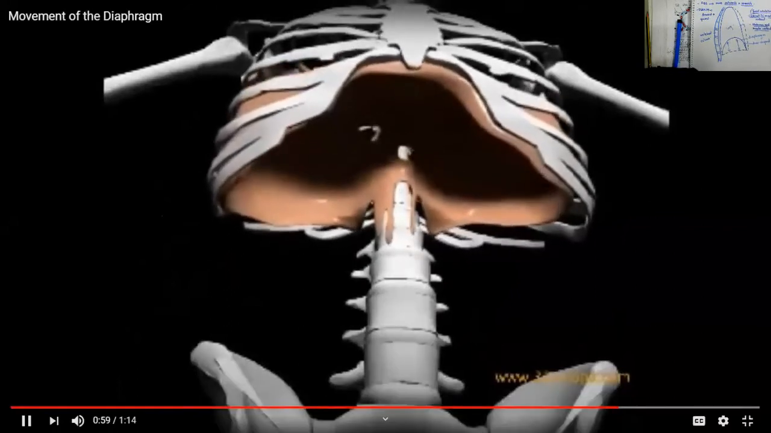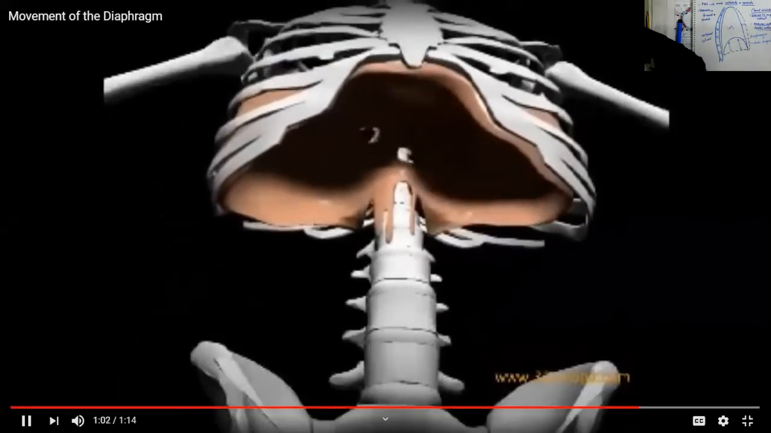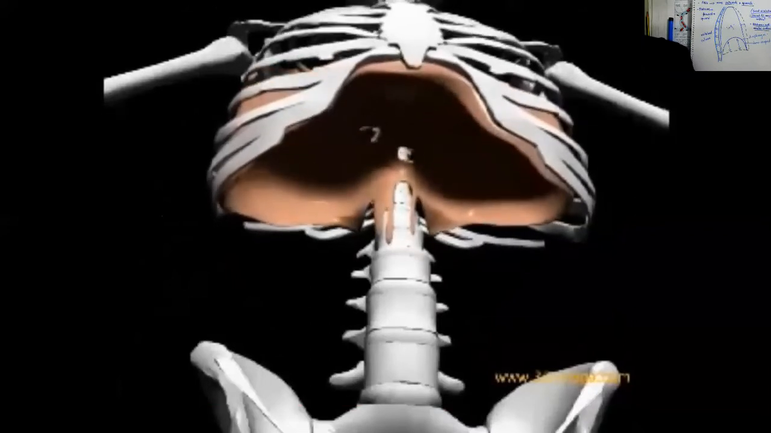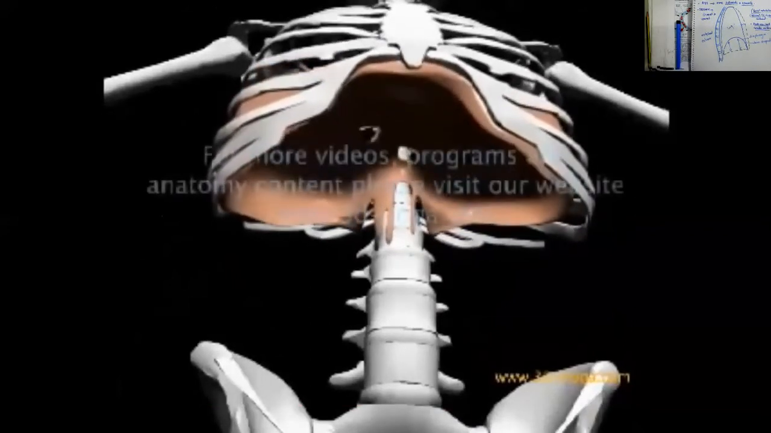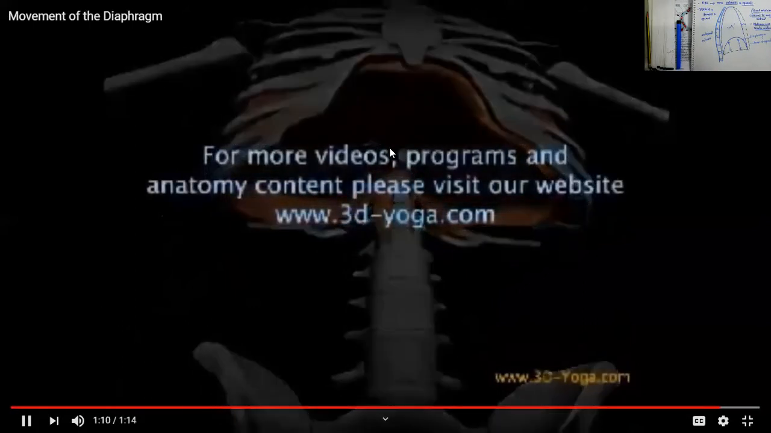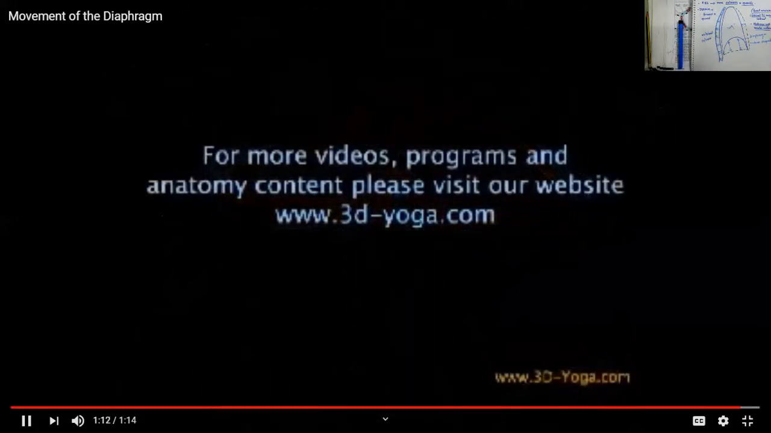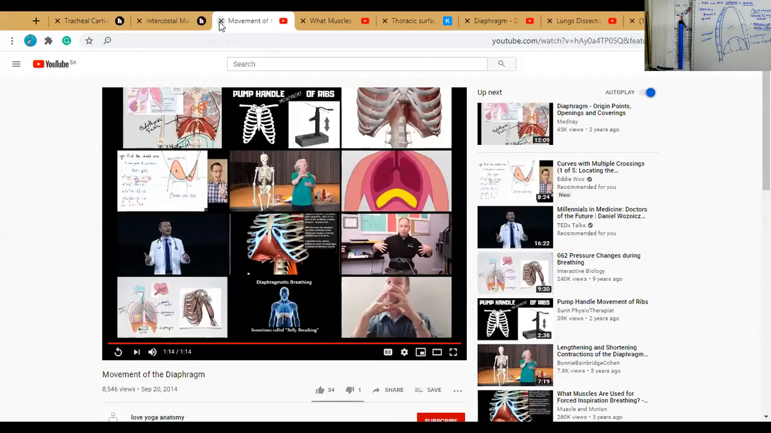Okay, so now they're showing the diaphragm from below. So you can see the openings, in fact three openings. This one is for the inferior vena cava. This one is for the esophagus. Okay, let's move on. Thank God that this showed. So let me close this.